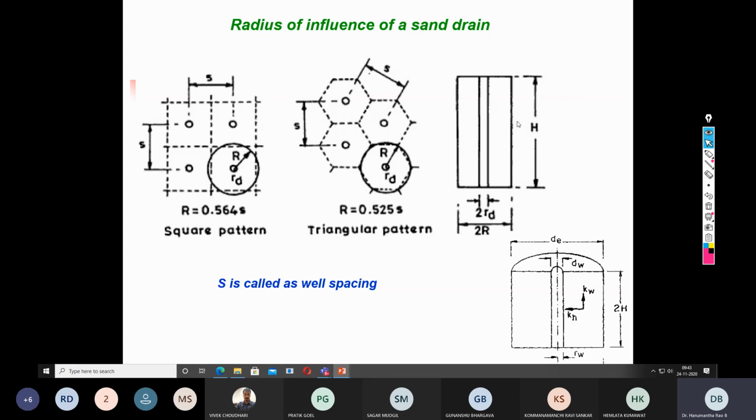From these diagrams, you can also understand what is r_d or r_w, what is capital R. This is 2 times r_d, meaning the diameter of the well or the diameter of the drain, and 2R means the diameter of the zone of influence, and this is the depth of the sand drain. This further gives details of the permeability in the horizontal direction and the permeability in the vertical direction. So these values you must remember, R for square pattern and R for triangular pattern. These values will not be given in the exam. You must remember.